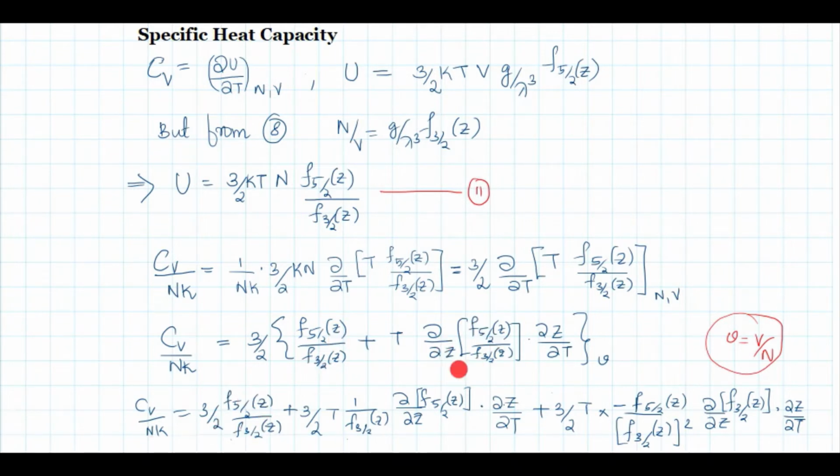This I can apply as 3 by 2 into T, then 1 by f3/2(z) into the derivative of the numerator, ∂/∂z of f5/2 into ∂z/∂T, plus 3/2 into T. f5/2(z) is constant, then the derivative of 1 by f3/2(z) is minus 1 by f3/2(z) whole square into ∂/∂z of f3/2(z) into ∂z/∂T.